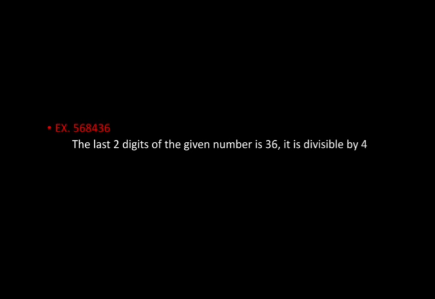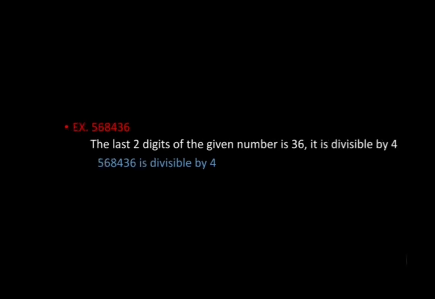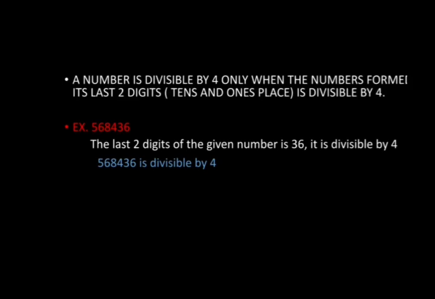So the last two digits 36 are divisible by 4. So what can I say? We can say that the full number, the given number, is divisible by 4. So simple, correct? The divisibility rule of 4 is: a number is divisible by 4 only when the number formed by its last two digits is divisible by 4. The last two digits are nothing but the tens place and ones place digits.